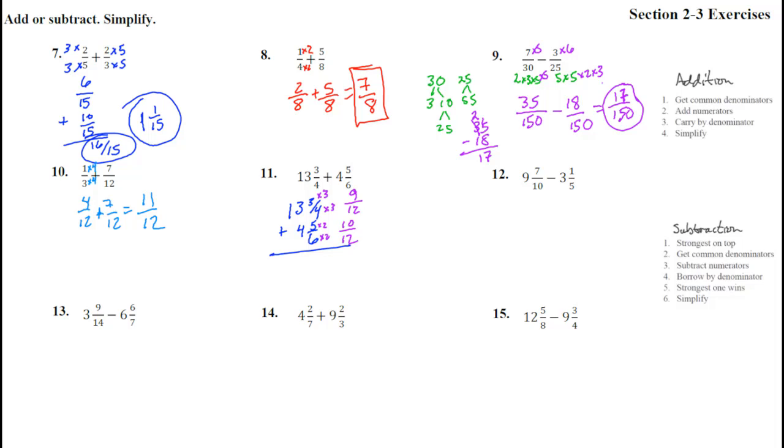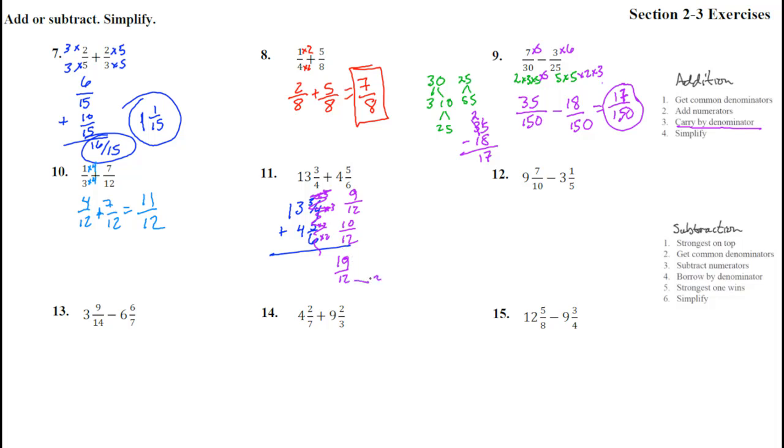All right, let's add them. We can do that. So we don't have to worry about these guys anymore. 13 and 9/12 plus 4 and 10/12. 9 plus 10, that's 19/12. And what do we do here? We carry by 19, by 12s in this case.